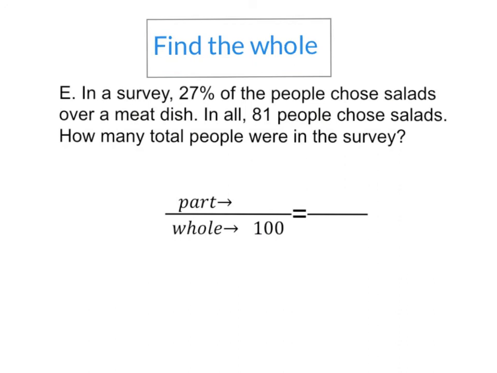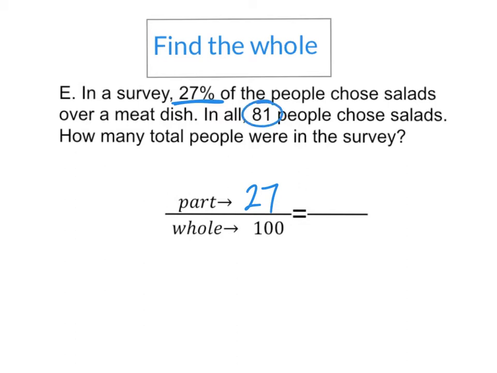In a survey, 27% of the people chose salads over a meat dish. In all, 81 people chose salads. How many total people were in the survey? And I'm going to start with writing my percent compared to 100. That's my ratio, 27 to 100.